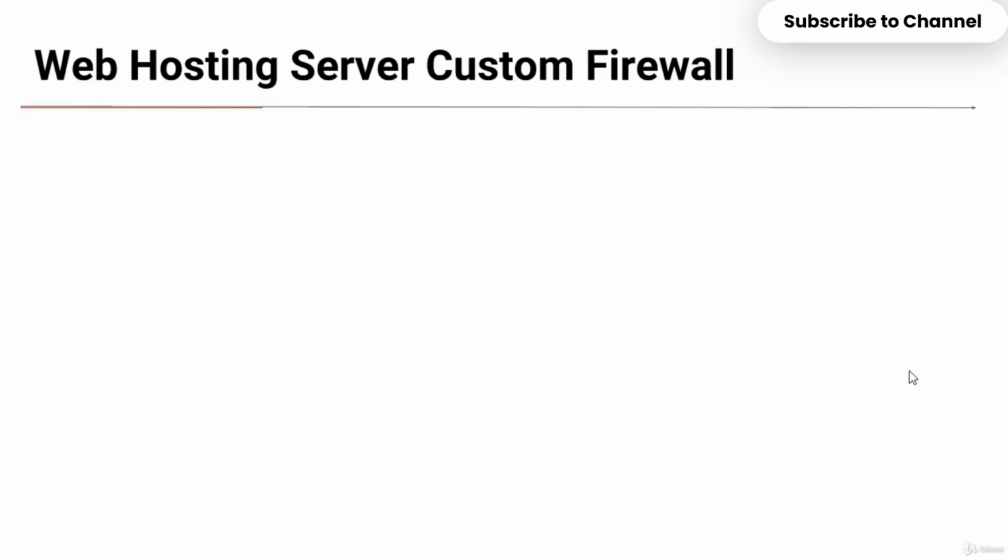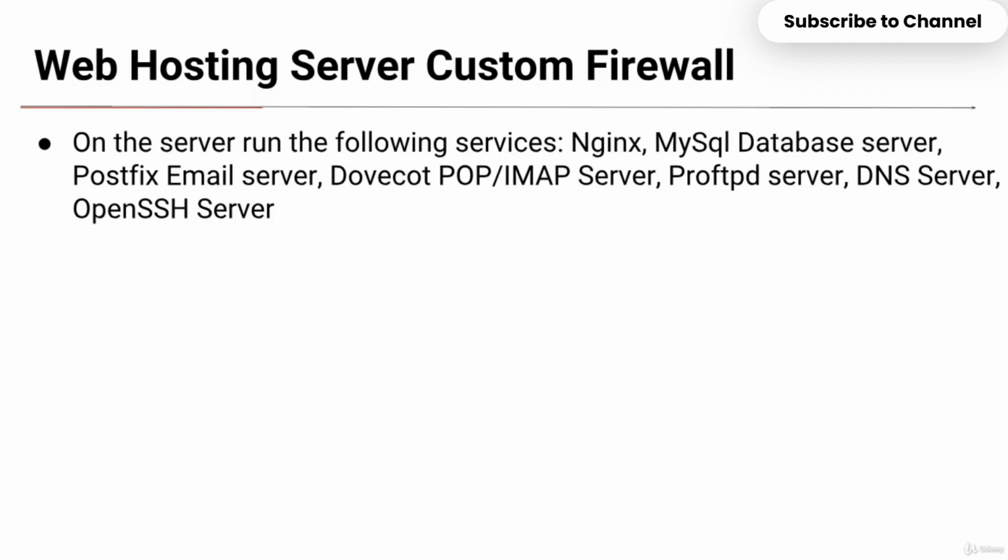In this lecture, I'm going to show you how to create a custom firewall for a web hosting server. On our server, we run the following services: a web server like Nginx or Apache, a MySQL database server, Postfix as an email server, a POP-IMAP server, an FTP server like ProFTPD, a DNS server like BIND, and the OpenSSH server for management SSH connections.